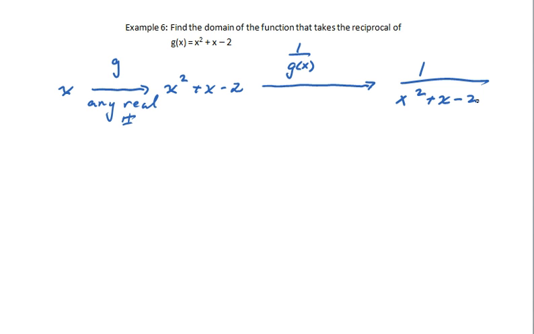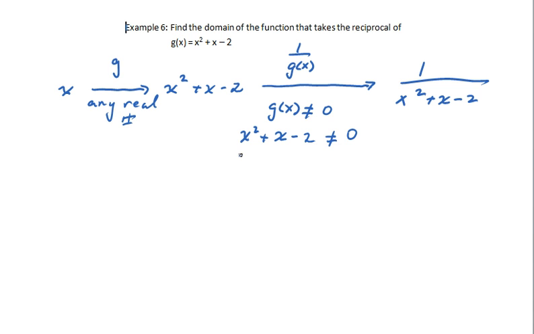So in this case, g of x cannot equal 0 because the reciprocal function does not allow 0 in the denominator. So we have that x squared plus x minus 2 cannot equal 0.